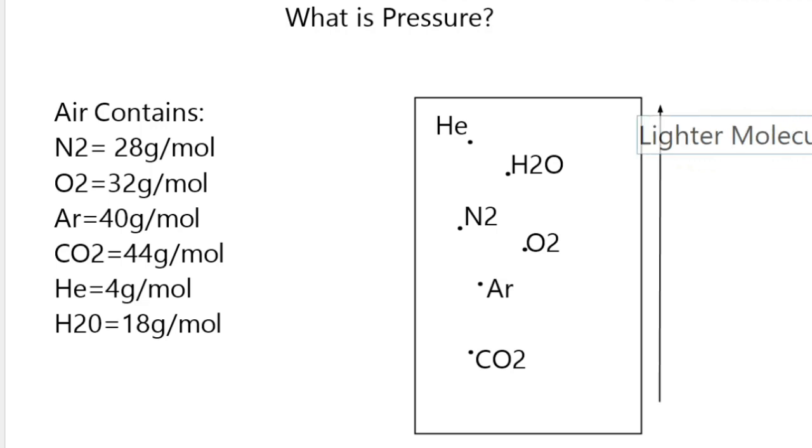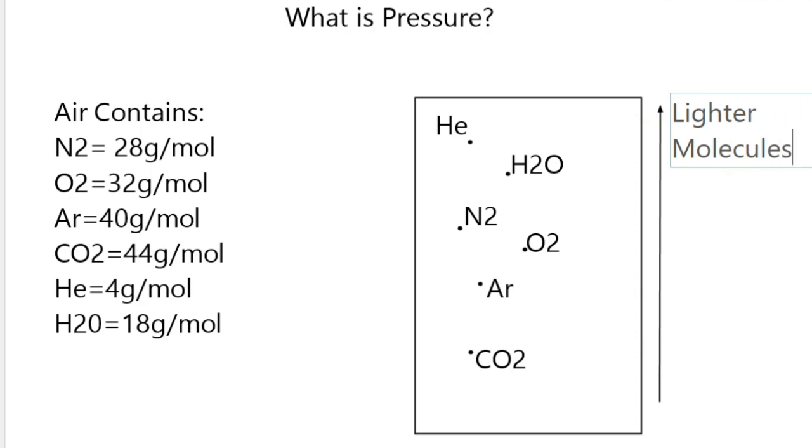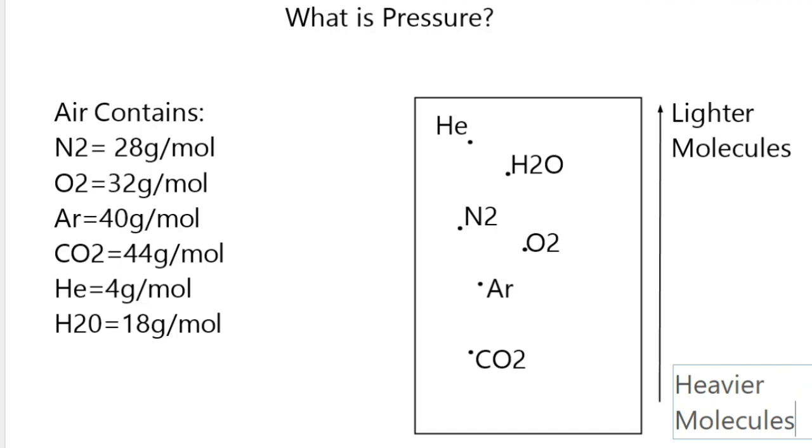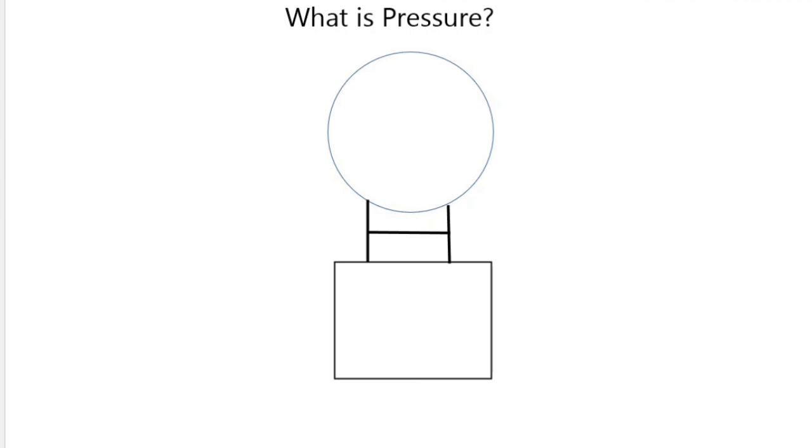So lighter molecules tend to go up because they are lighter. If you're touching helium right now, you're not touching helium. You're probably touching some carbon dioxide molecules, nitrogen molecules, oxygen molecules, or argon gas. But you can't see them. So heavier molecules tend to go down.